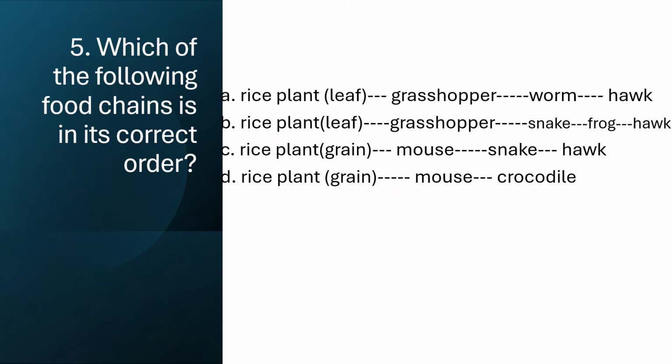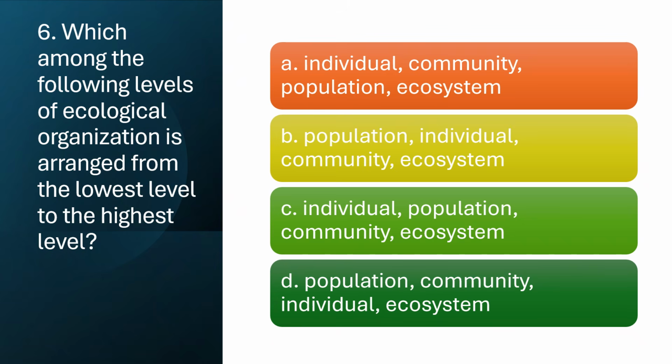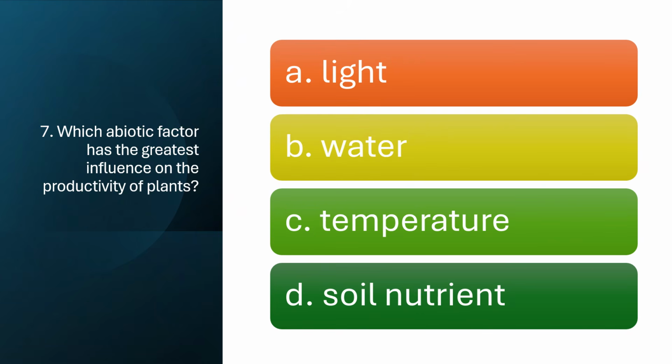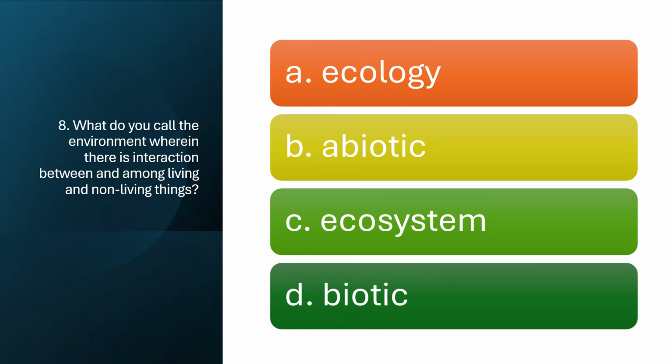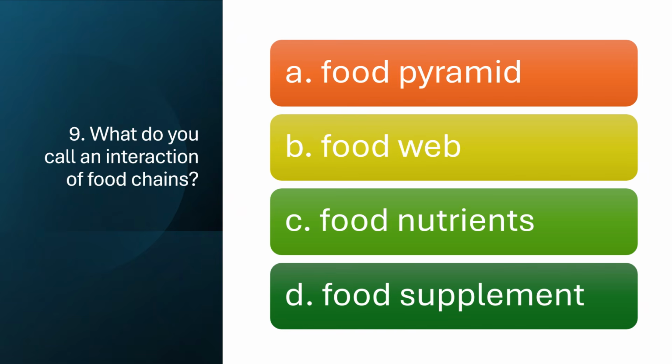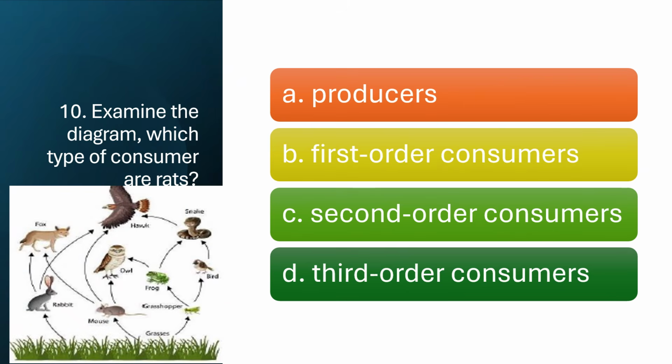Then, which of the following food chains is in its correct order? Which among the following levels of ecological organization is arranged from the lowest level to the highest level? Then which abiotic factor has the greatest influence on the productivity of plants? Then what do you call the environment wherein there is interaction between and among living and non-living things? Then what do you call an interaction of food chains?